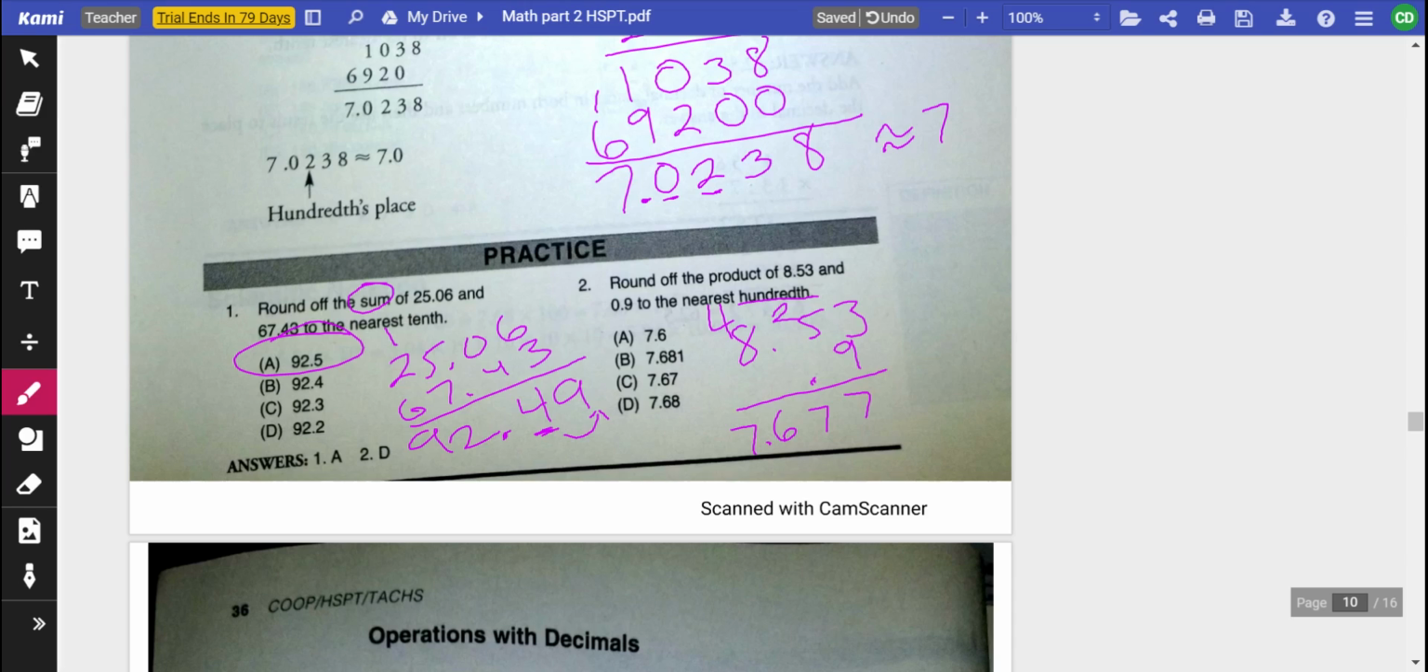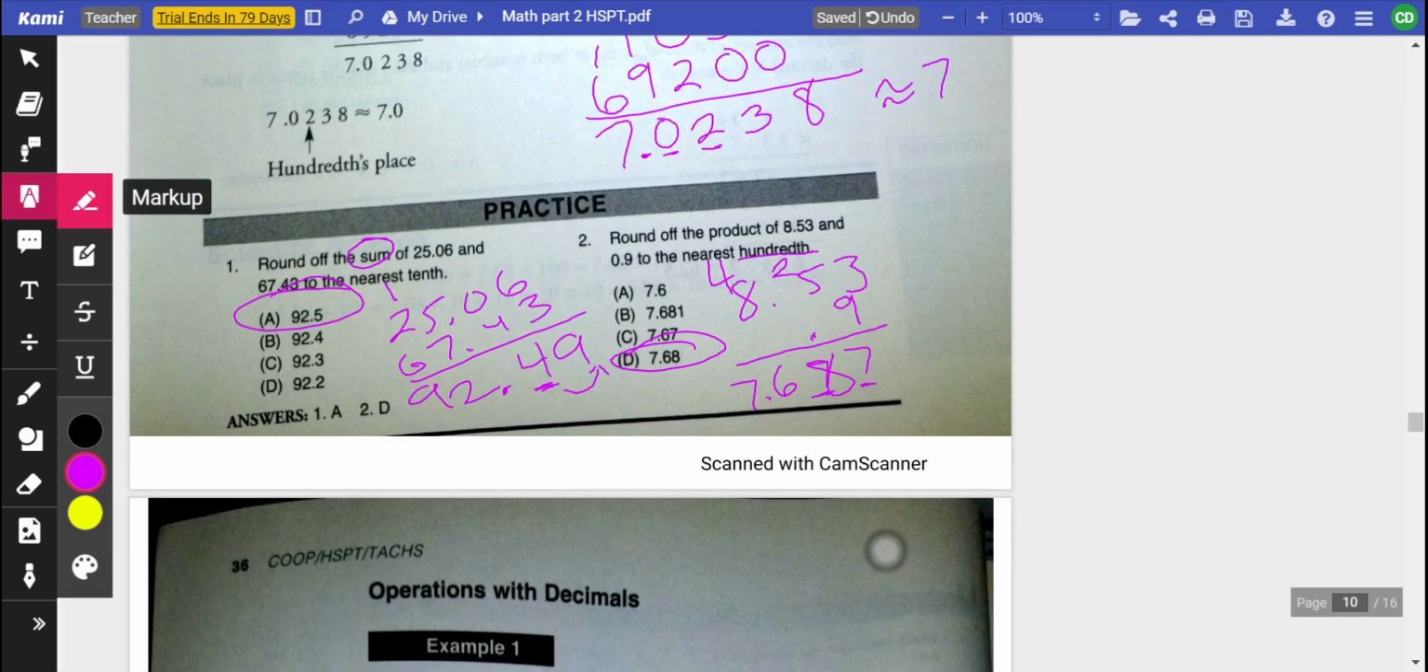So I end up with 7.677. They asked me to round to the nearest 100th. My 100th here is 7, and the one in front of it is a 7. So I'm going to make this a 0.68. And there it is. And that is where I rounded off to. So that is that one.